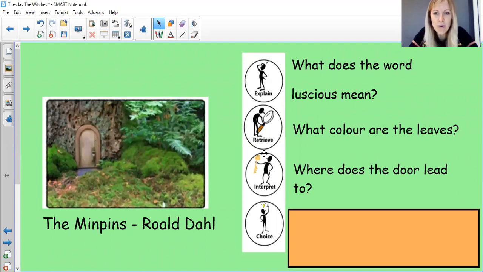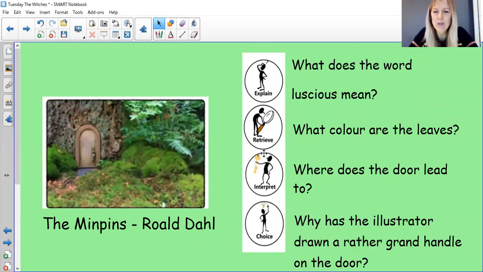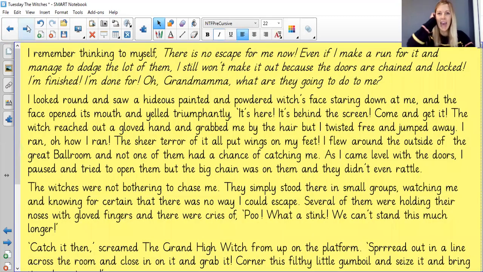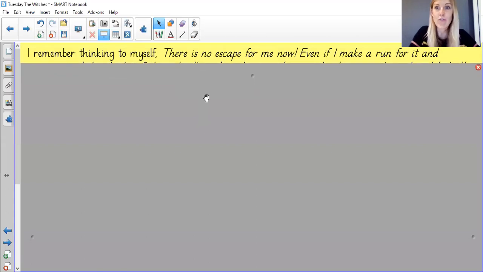Have a look at that door. There isn't an answer to this one that's really clear. Where does the door lead to? And why has the illustrator drawn a rather grand handle on the door? Okay. Again, if you've read this text, brilliant. If not, we'll read it together so that you can remember the text from yesterday.